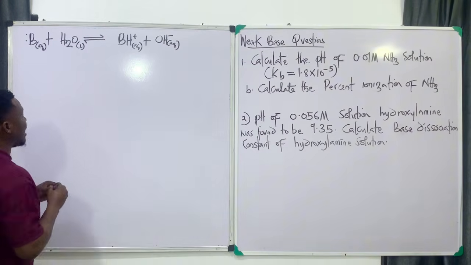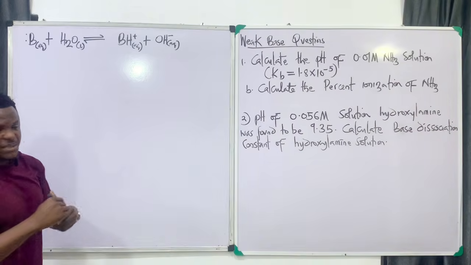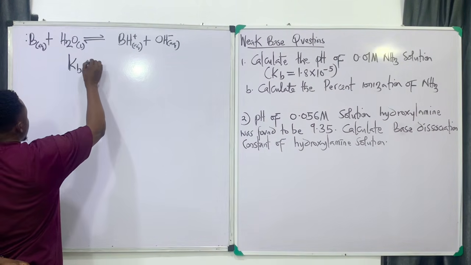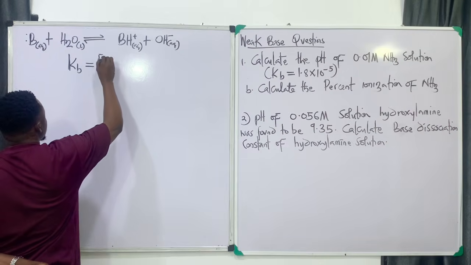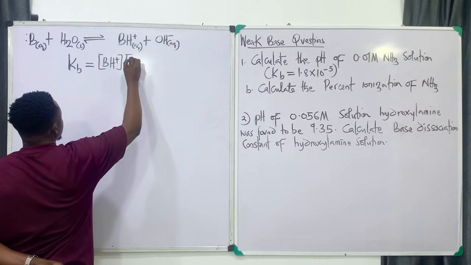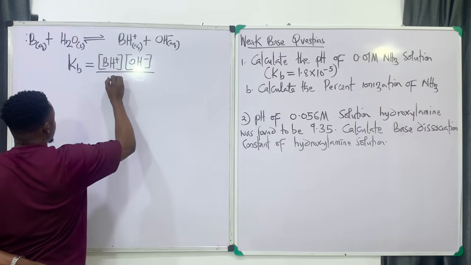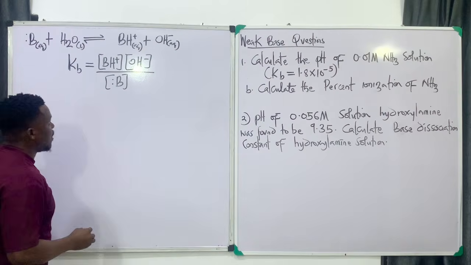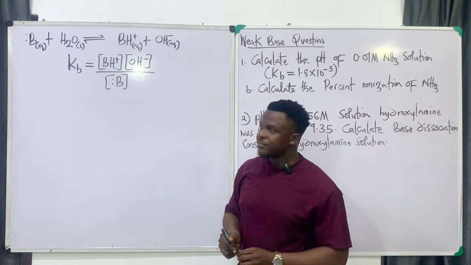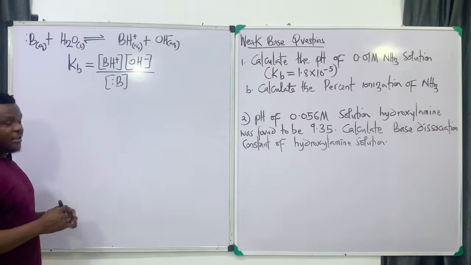Please take note, water being in a liquid form does not take part in the equilibrium constant expression. So the Kb for this will now be... now this is a Kb for that. Water is not included, right? Okay. Now remember what I told us previously, when we did acid.